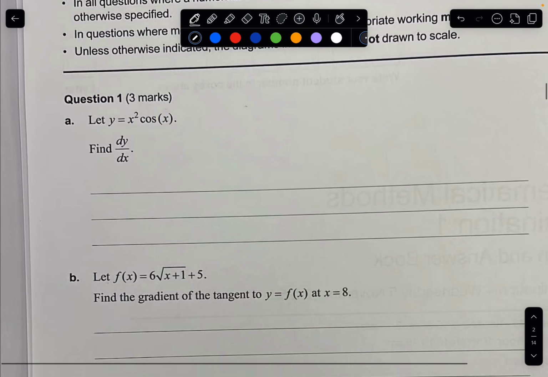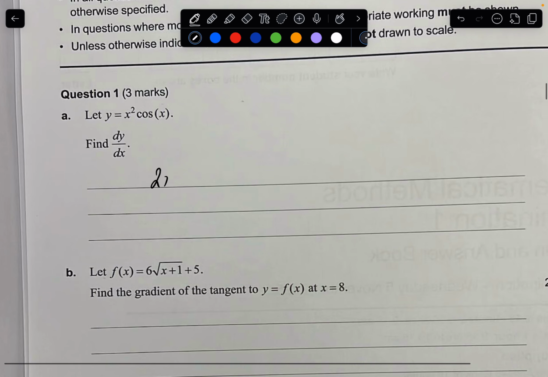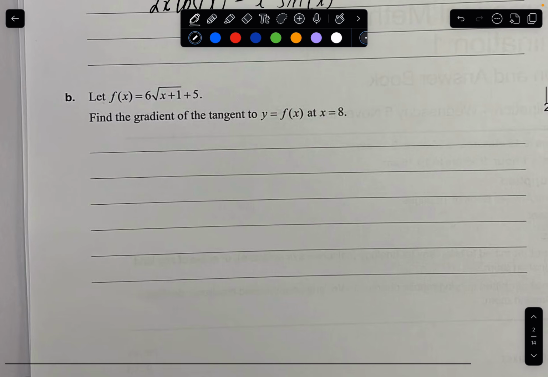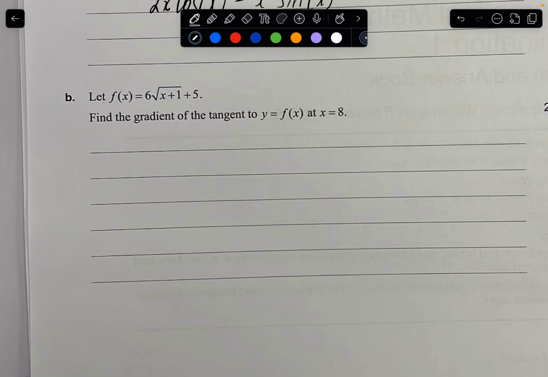So the first one is differentiate using the product rule, so that would be 2x cos x minus x squared sine x. This one is to find the tangent at x equals 8. So f dash x will be 3x plus 1 to the power of negative a half, and then f dash 8 will be 3 over root 9, which is 3 over 3, which is 1.